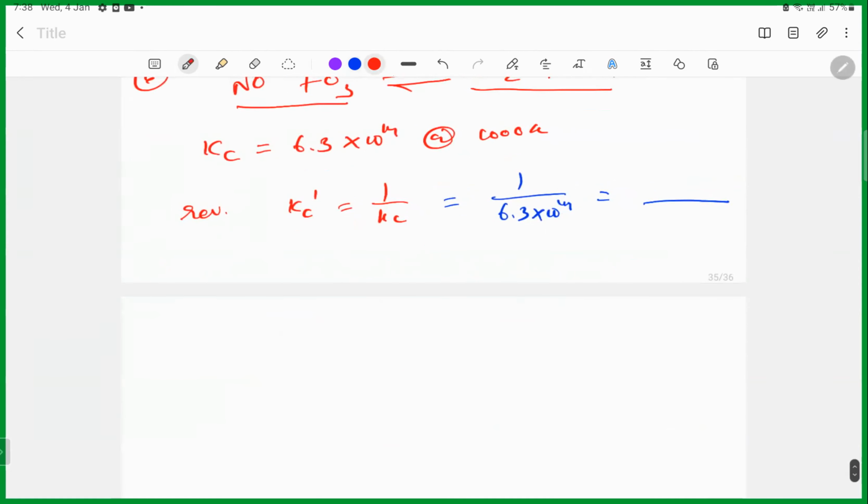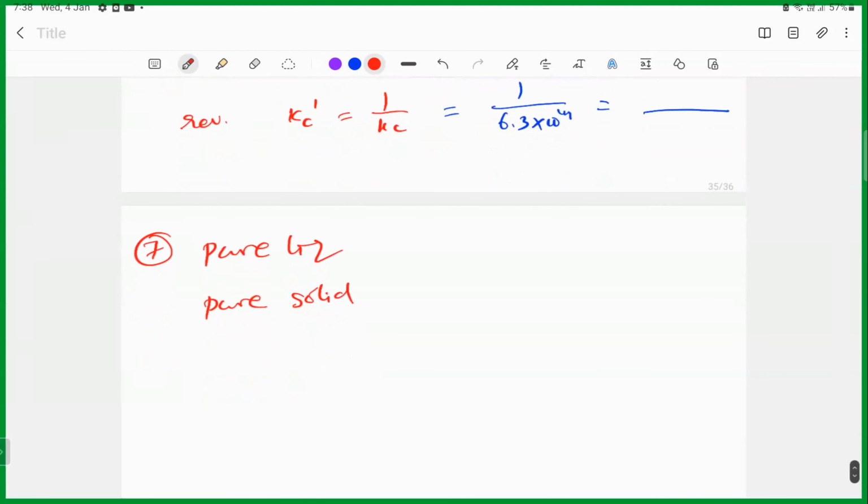So the reason behind that: when you take a pure liquid, the molar concentration is constant. The density of a pure liquid or pure solid is constant at constant temperature, and their molecular mass is also constant. Therefore the molar concentrations are constant. That is why you cannot include them in the equilibrium constant.